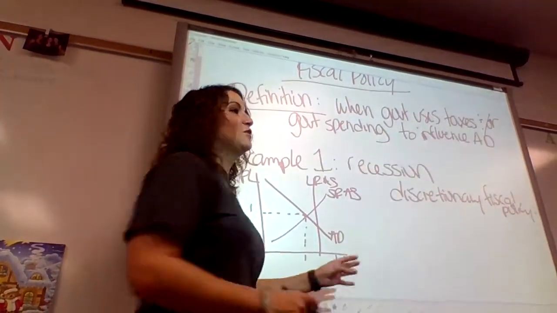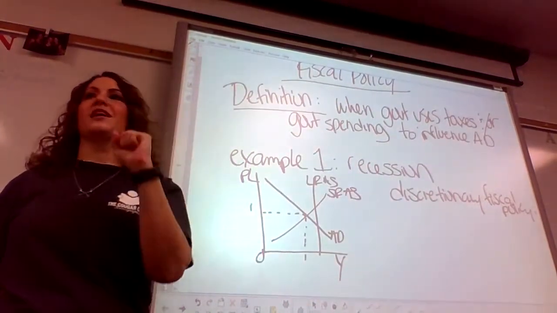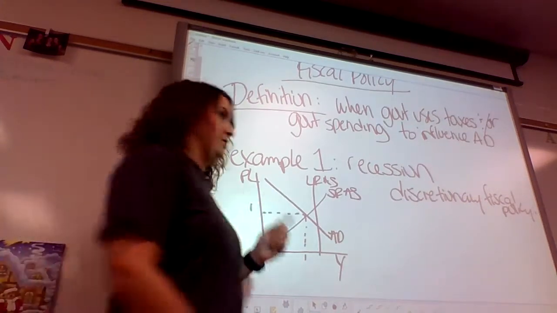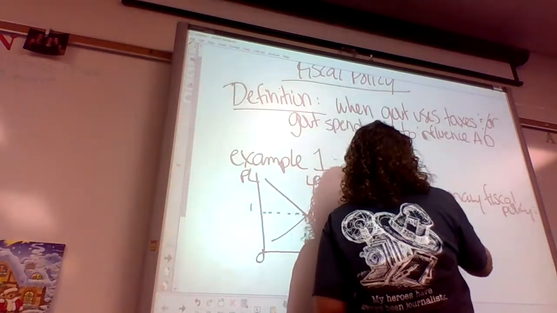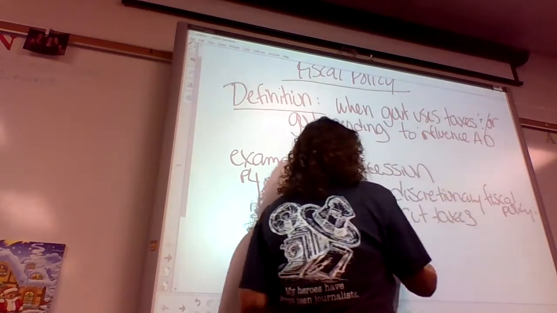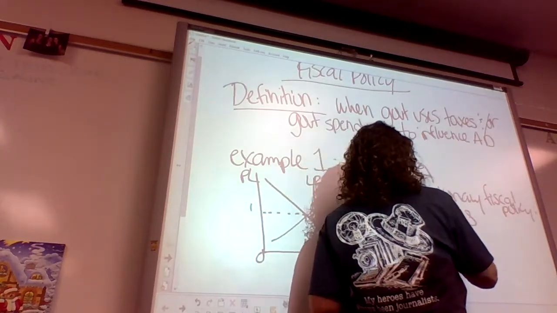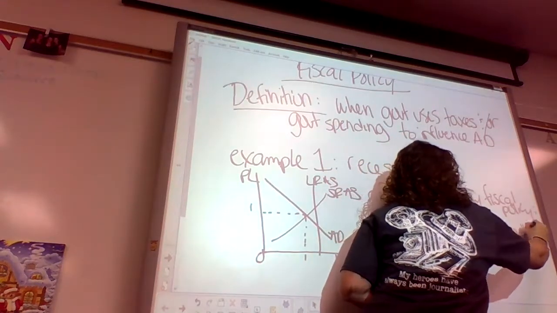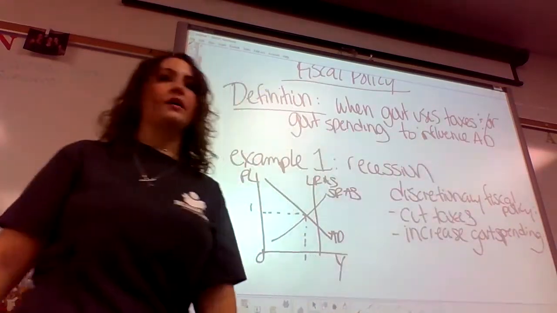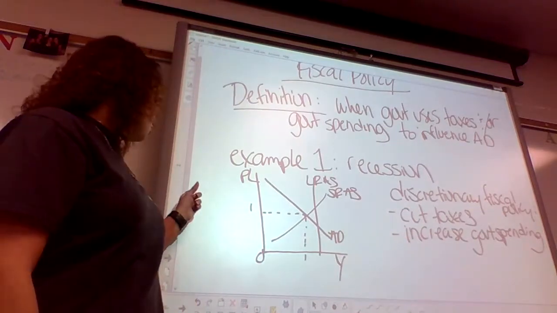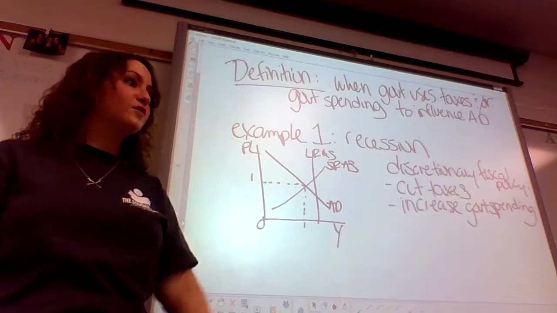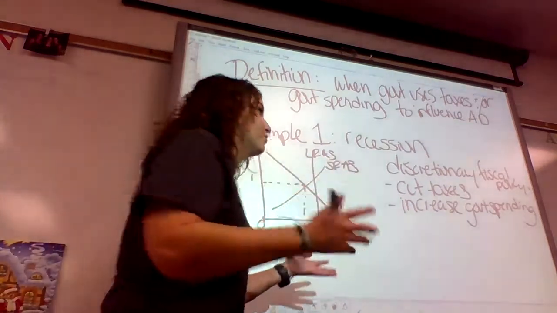Okay, discretionary fiscal policy, when the government actually decides to, if it's a recession, what are they going to cut? They're going to purposely cut taxes and increase government spending. Both of those are going to increase aggregate demand. Of course, even if they do nothing, they can still have fiscal policy. It would just be automatic fiscal policy.